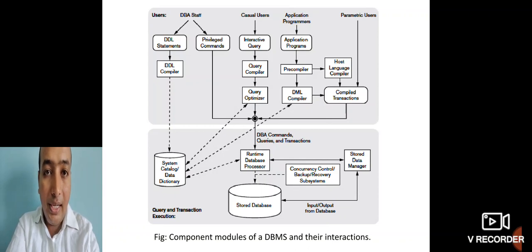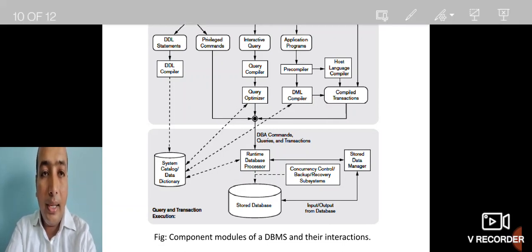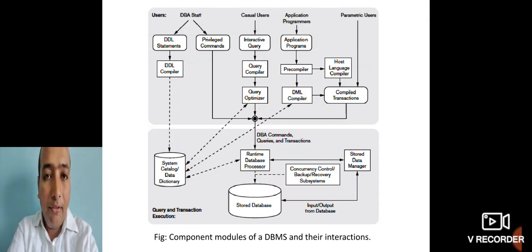The parameters needed for executing all the transactions are provided by whom? Yes, by the fourth type of user, the parametric users. The entire set of things, that is DBA commands, queries and transaction execution, will be handled by what? The runtime database processor. And the access is taken care of by what? Yes, it is nothing but your stored data manager. For the interaction between the user and the manager, all the low level input output operations will be performed on your databases.